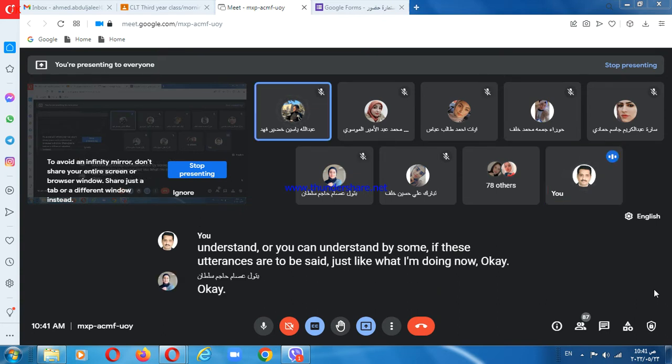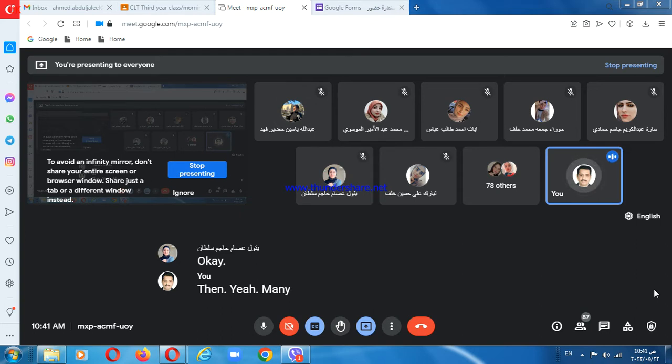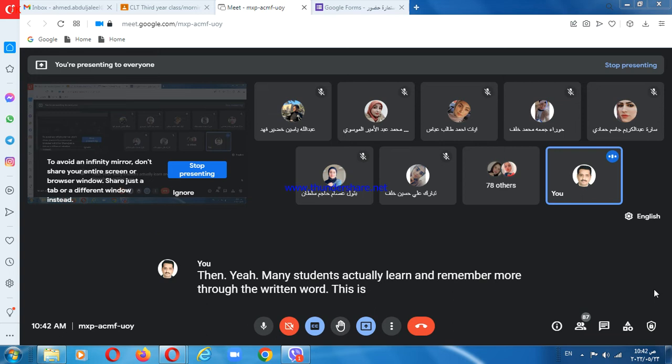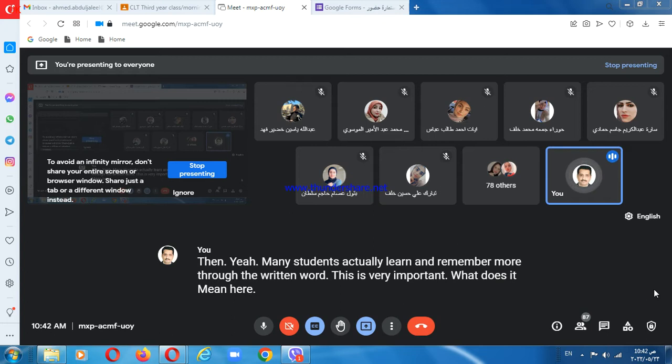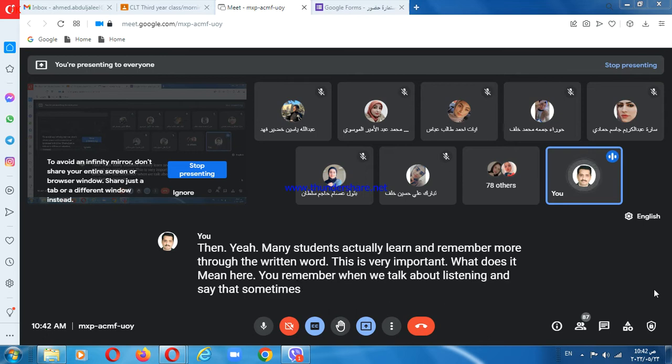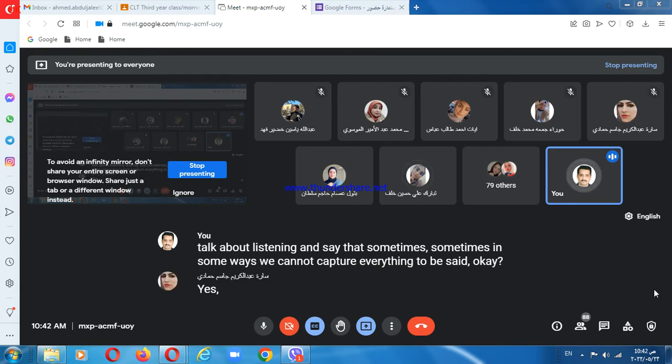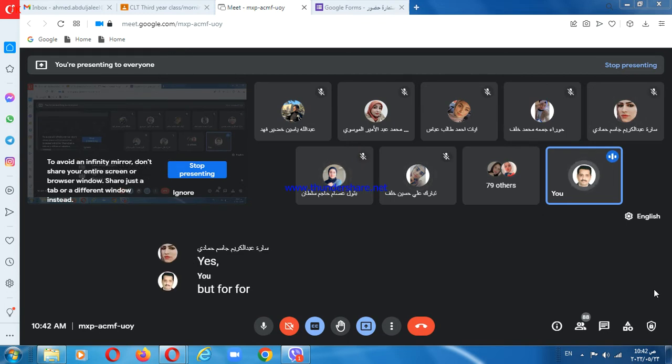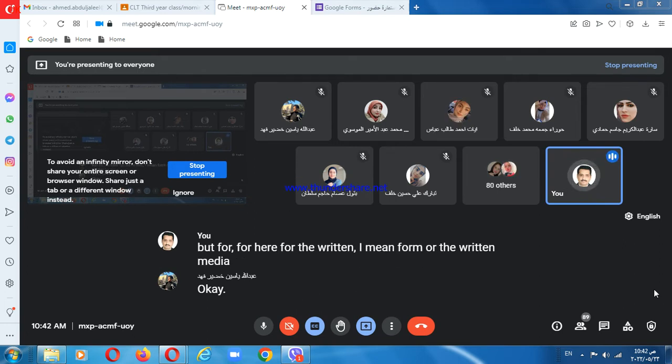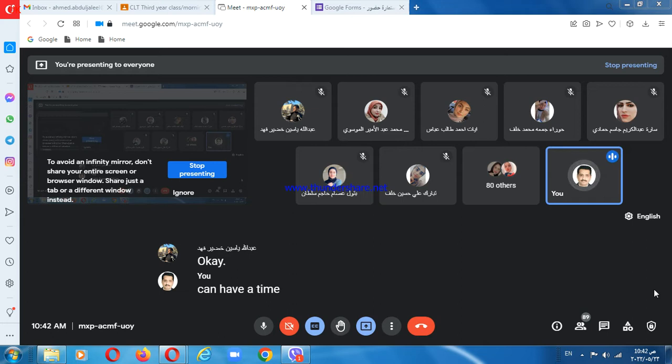Many students actually learn and remember more through the written word, and this is very important. What does it mean? You remember when we talked about listening, and we said that sometimes we cannot capture everything that is said. But for the written form, or the written media, you can have time to recall and time to understand. What does it mean?